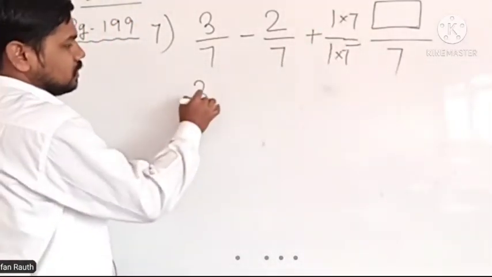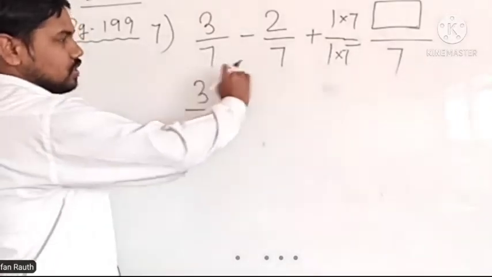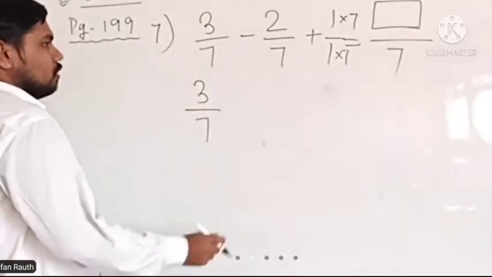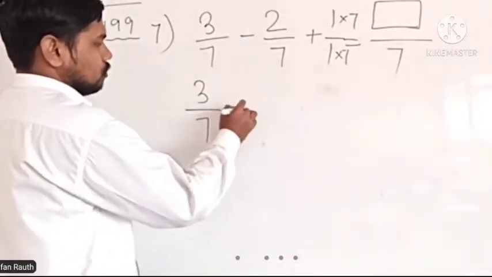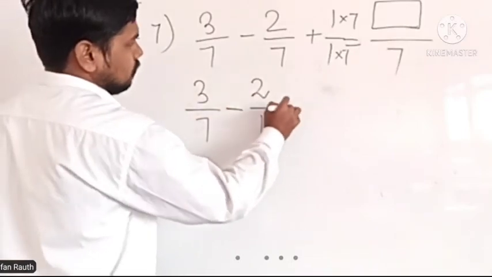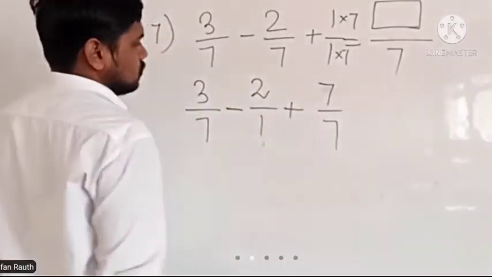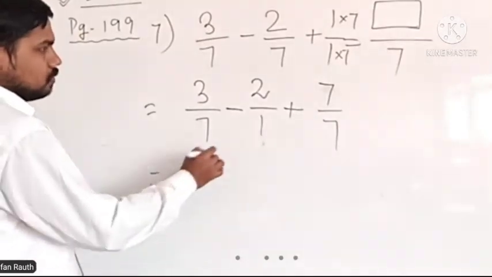So this will be 3 by 7. Actually the process is to take the LCM only, but here I have done it like that. So minus 2 by 7 plus 7 by 7. So this will become, this is 7 only.